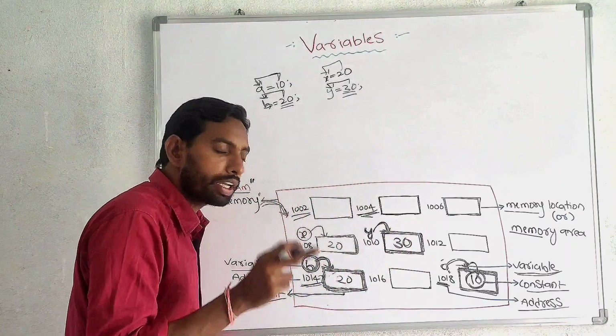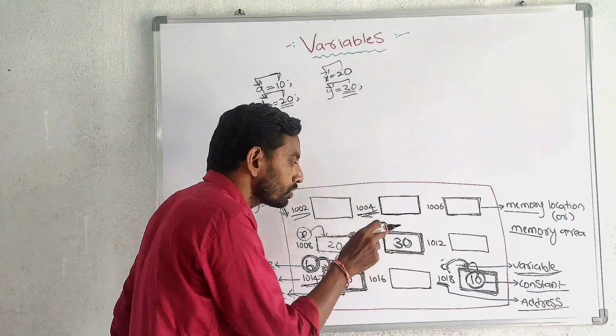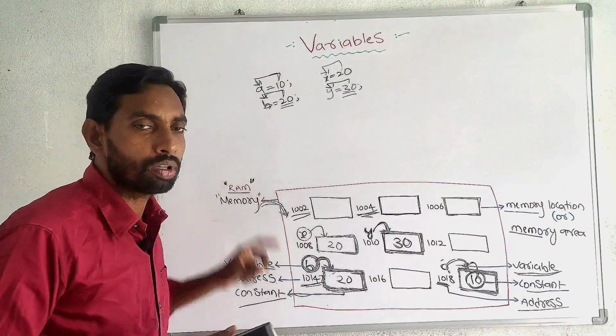Memory location or memory area is used to store the values, to store the data, to store the constants. Thank you very much. This is the introduction on variables.